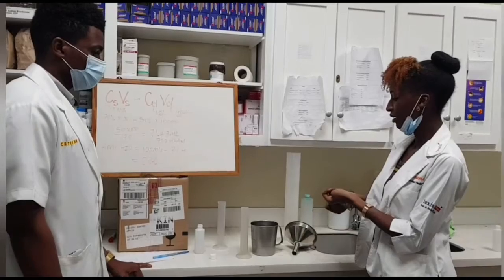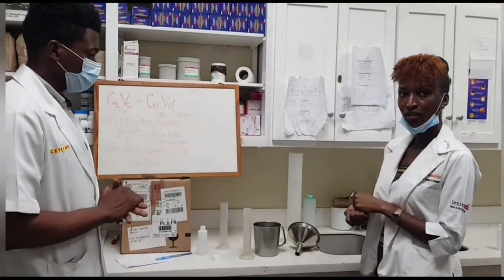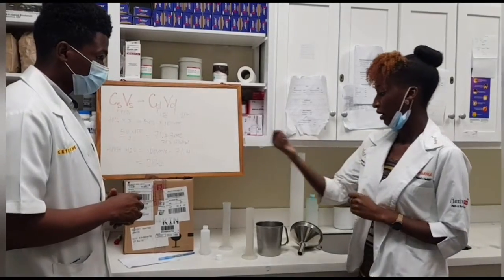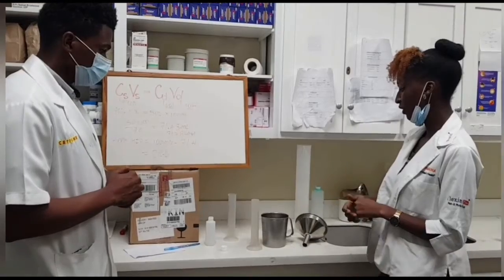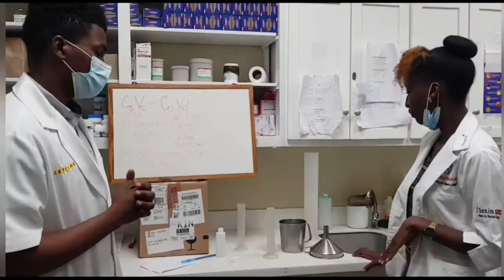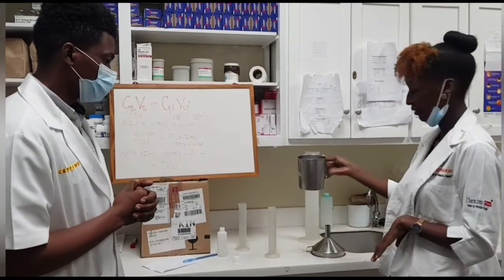So before we can make the alcohol, we have to get all the instruments that we need. We need a measuring cylinder, a beaker, a container to put the alcohol in, and a funnel to transfer the liquids. So now I'm going to measure 74 mils of 95% alcohol, and this is the alcohol right here.